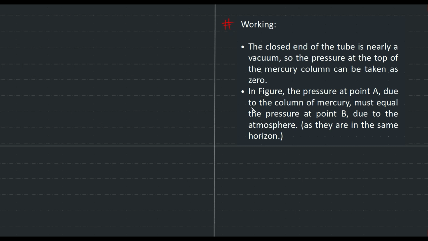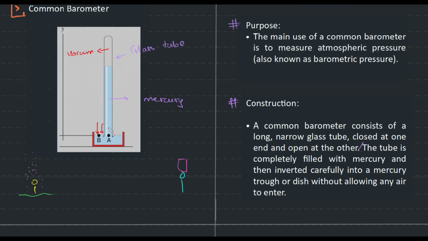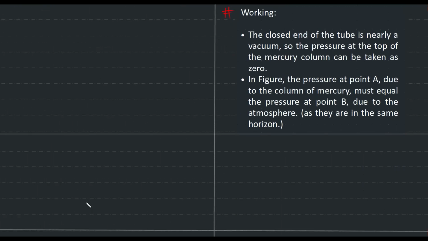In the figure, the pressure at A due to the column of mercury must be equal to the pressure at B due to the atmosphere, as they are in the same horizontal. So the push down over here has to be equal to the push down, then only it's balanced, right? If not, it won't be balanced. So if I'm able to figure out how much push this mercury is providing, the same amount of push can be seen at point B as well. So equal and opposite, they'll cancel each other and things are in equilibrium, right? So that's how we'll be able to figure out the atmospheric pressure.